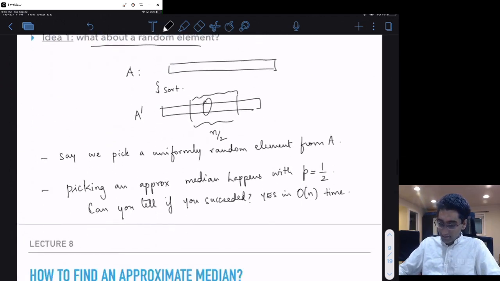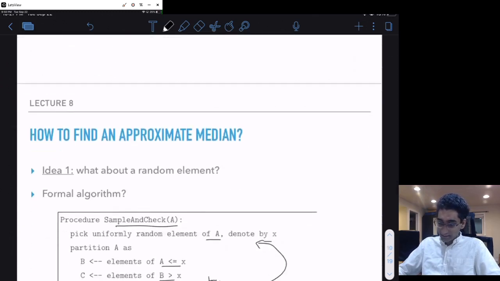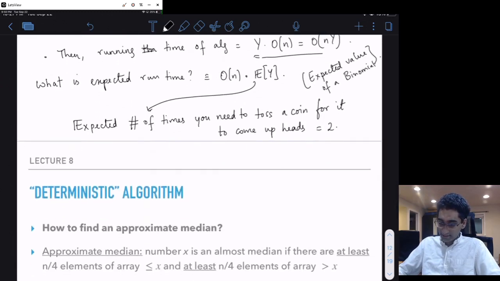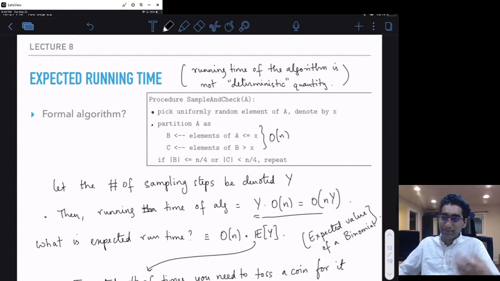In the next video, I'll show you how to do this deterministically, which is not too complicated, but it's a bit tricky. So you'll see that in the next video.